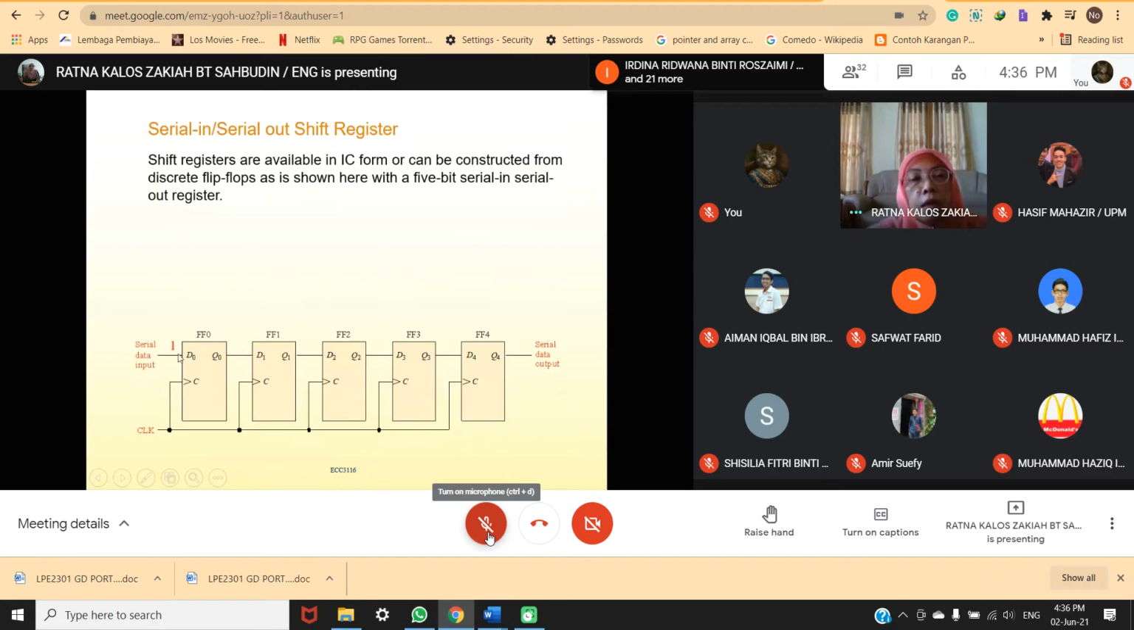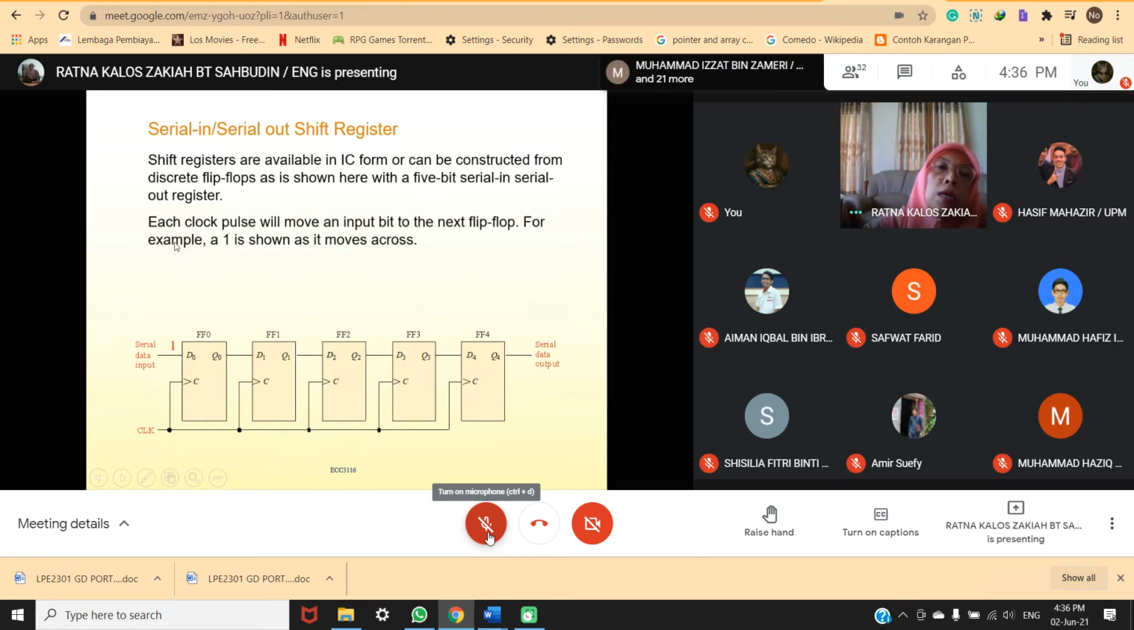You look at the input here. The input starts with 1 here. This part here is the serial data output. And then this clock here, you see, the clock is connected to all flip-flops. So is this a synchronous or asynchronous register? Synchronous. Okay, this is synchronous. And there is no bubble at the clock here, so all refer to the positive edge.